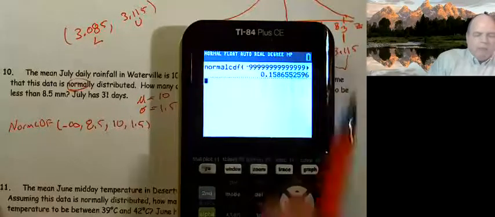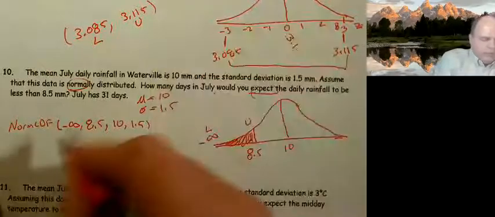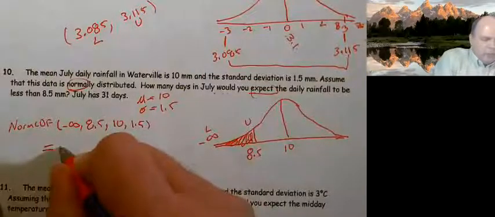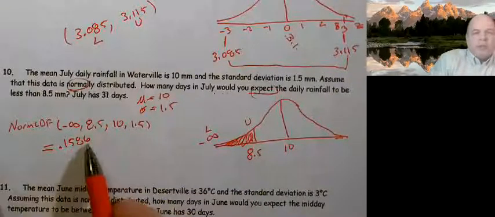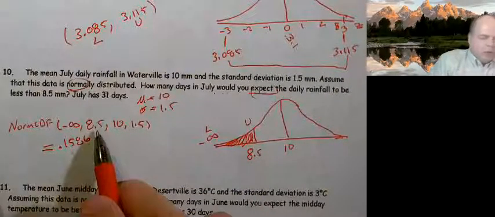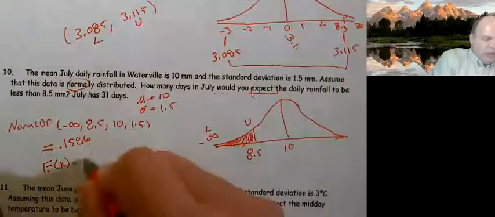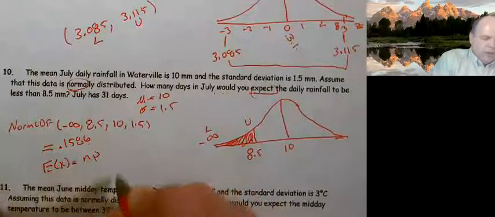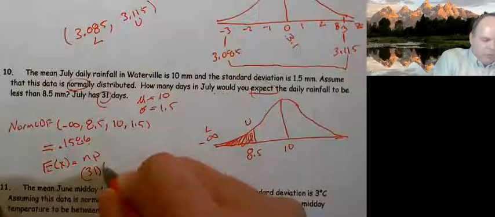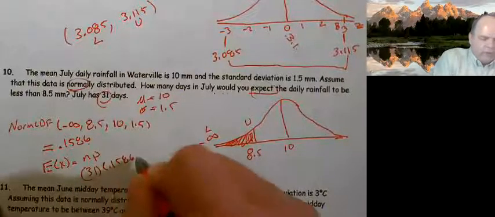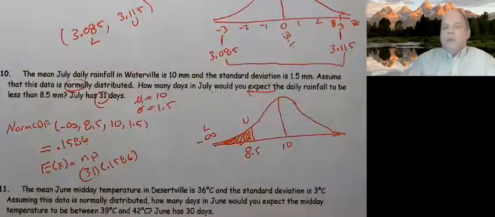And when I do that, I end up calculating a value of 0.1586. So that's my probability, 0.1586. But they didn't want the probability. They want the expected value. So I need to multiply that by the number of trials, which is going to be n times p. So in this case, 31 days times 0.1586.